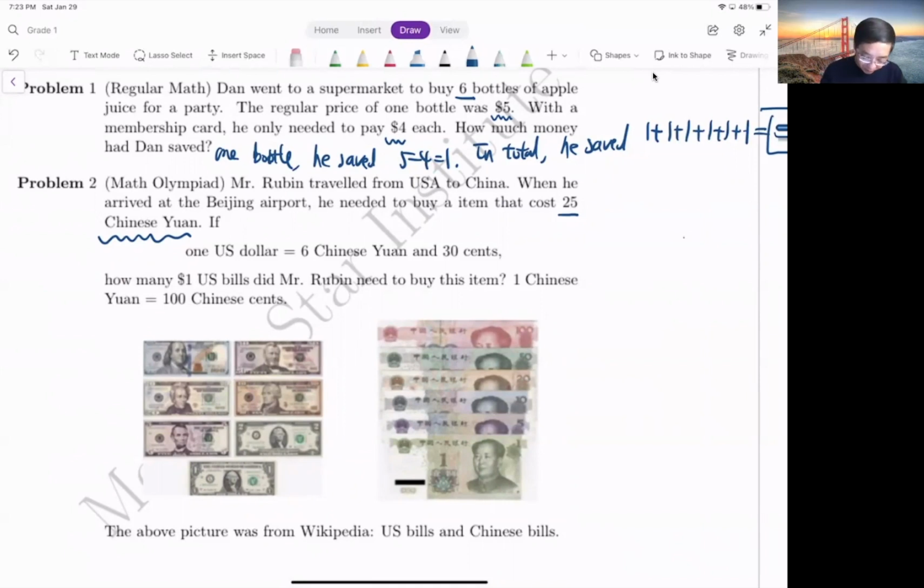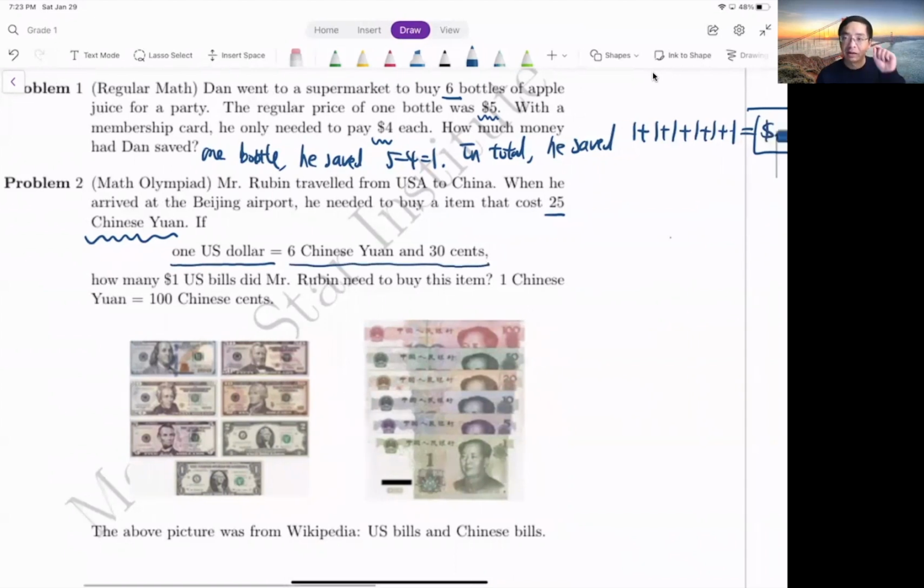Okay, what do we know? We know $1 US equals 6 Chinese yuan and 30 cents. Okay, that's the exchange rate between dollar and Chinese yuan. So $1 equals 6 Chinese yuan and 30 cents. So 30 cents, of course, is also those Chinese cents. And then the question, how many $1 US bills did Mr. Lubin need to buy this item? All right, so let's see this.